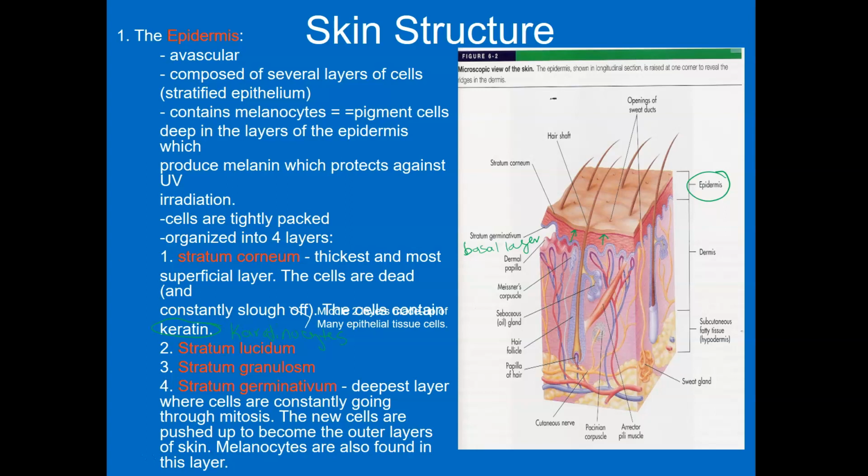The stratum lucidum is this layer right here, this kind of dark layer. That's a transition layer between the super dead, super flat cells that are sloughing off and the stratum granulosum, which is this region down here. Okay, so this is the lucidum. And this pink layer right here underneath the lucidum is the granulosum. The granulosum is where the keratinocytes live. Okay, and they're being pushed up.